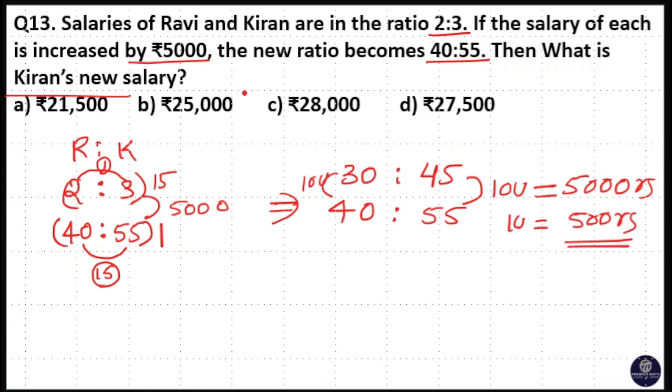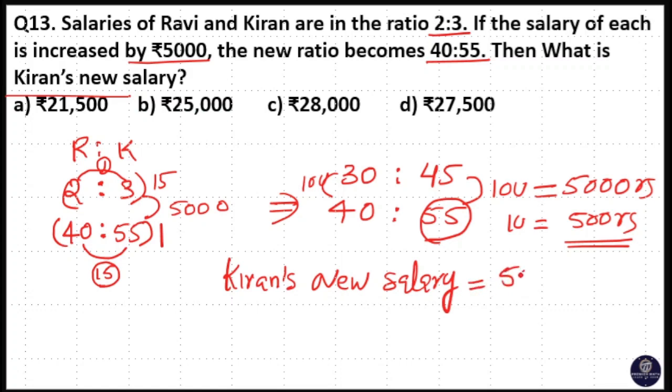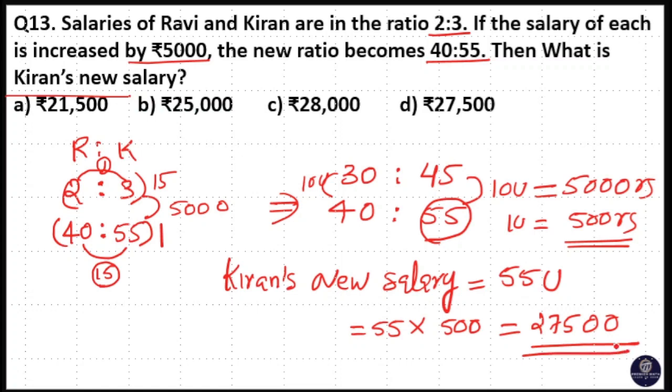That means Kiran's new salary. We have to find Kiran's new salary. That is 55 unit. Kiran's new salary is equal to 55 unit. That means 55 into 500, 5 into 5, 25, carry over 2, 27. So 27,500 rupees is Kiran's new salary. That is option D is your answer.